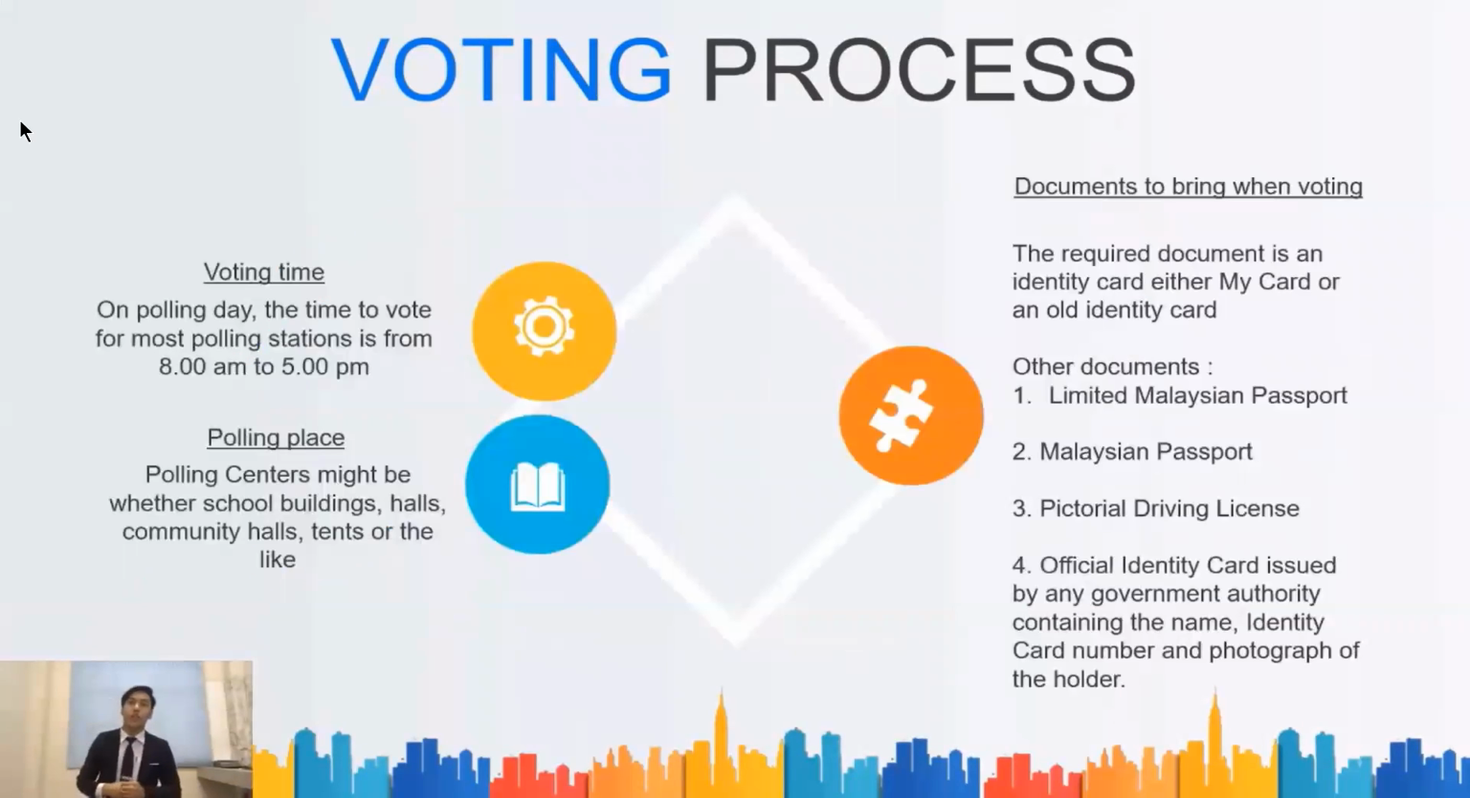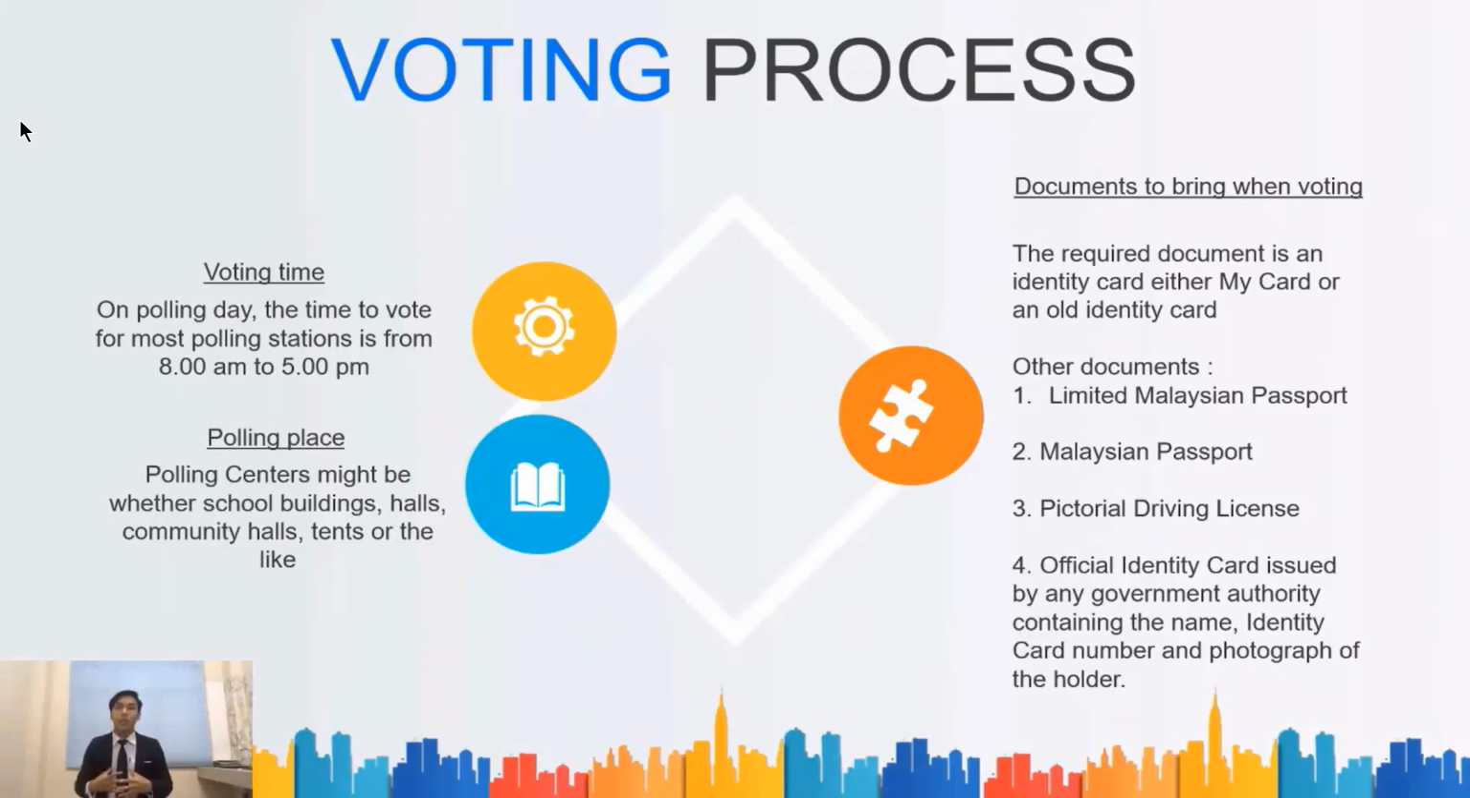So what time is the voting? On polling day, the time to vote for most polling stations is from 8 AM to 5 PM. However, for rural areas, the EC stipulates that polling stations will open late and close earlier. What about the place? The polling centers might be school buildings, halls, community halls, tents, and more. What about the documents we need to bring to vote? The required document is an identity card, either MyKad or an old identity card.